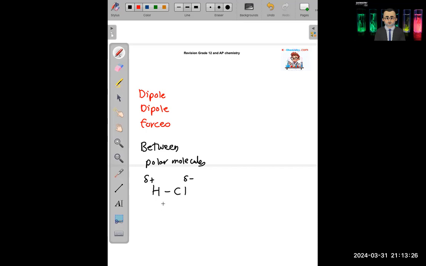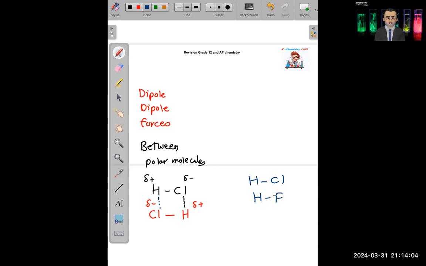If it comes closer to another polar molecule similar to it, HCl, which is also partially positive and partially negative, forces of attraction will happen between the positive end of this molecule and the negative end of the other molecule, and between the negative end of this molecule and the positive end of the other molecule. If the polarity is strong in a molecule, then the dipole attraction will be strong.